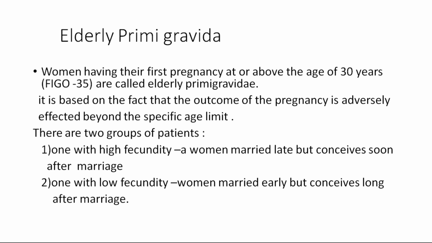The next topic, elderly Primi gravida, is defined as women having their first pregnancy at or above the age of 30 years. According to FIGO, that is Federation of Obstetrics and Gynecology India, it is around 35 years, and these are called elderly Primi gravida. And it is based on the fact that the outcome of pregnancy is adversely affected beyond the specific age limit.